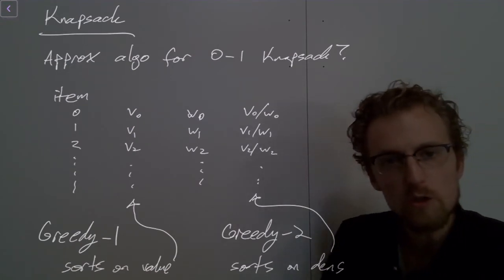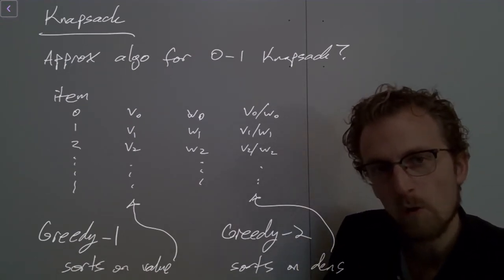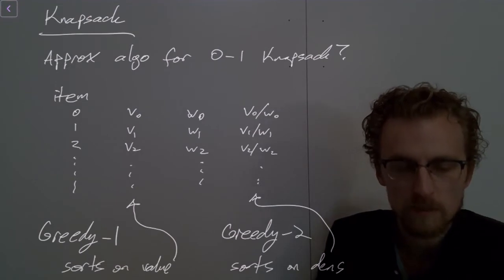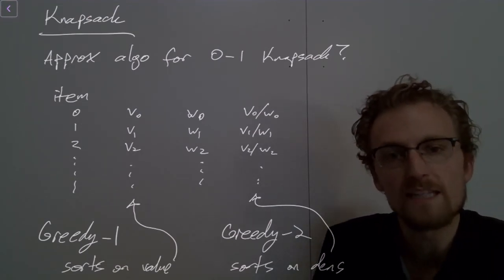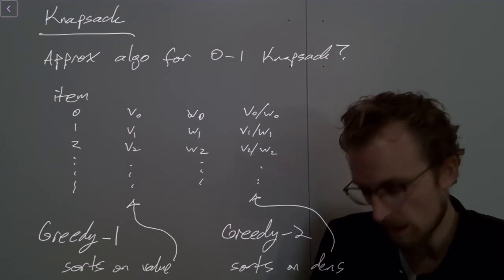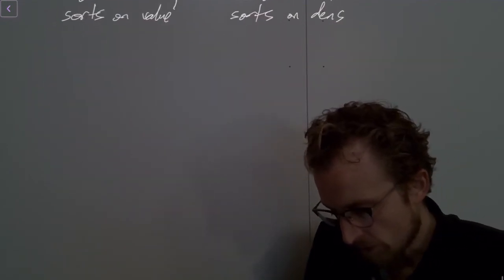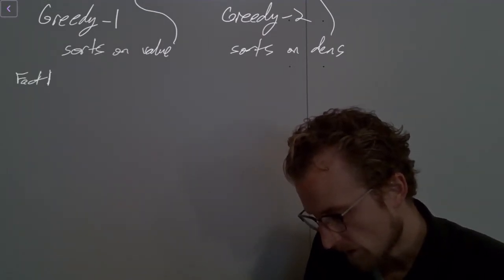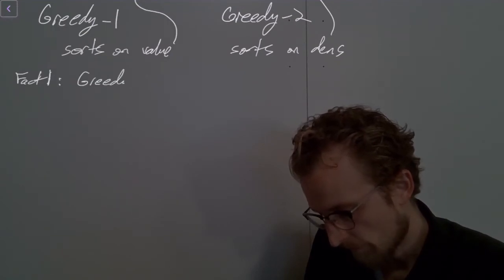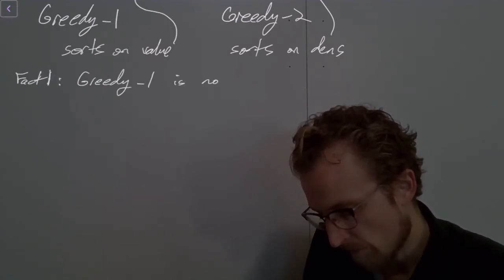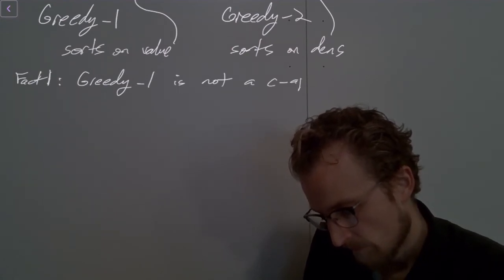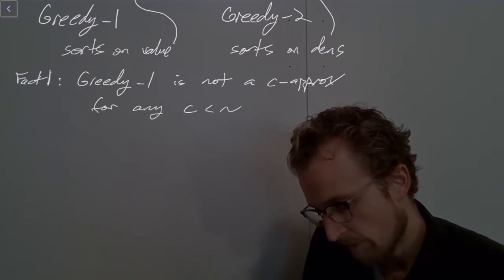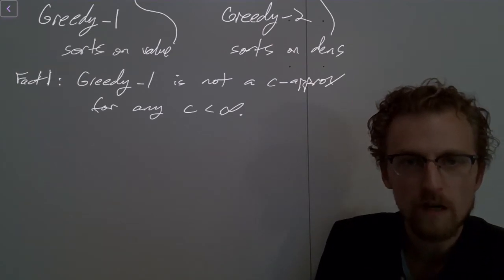And by the way, I'm not going to do greedy 1 here. You've already studied greedy 1 in an early homework, and on your last homework, you're going to prove that greedy 1 has an unbounded approximation factor, right? Greedy 1 is not a C approximation for the knapsack problem for any finite C. So here's our fact 1, which you'll prove in your homework: greedy 1 is not a C approximation for any finite C. In other words, it has an unbounded approximation ratio.